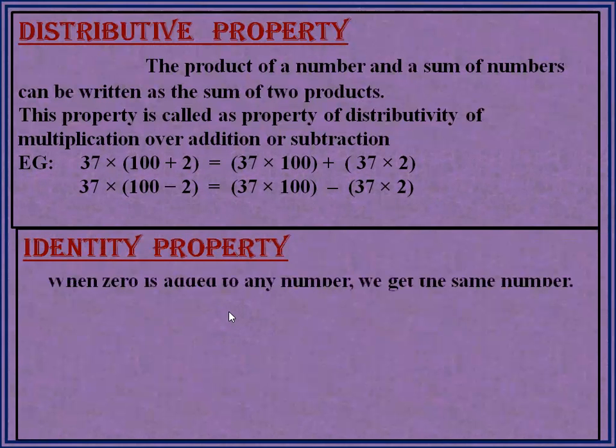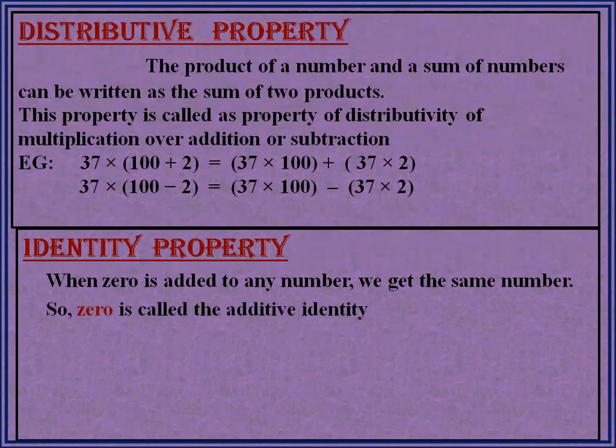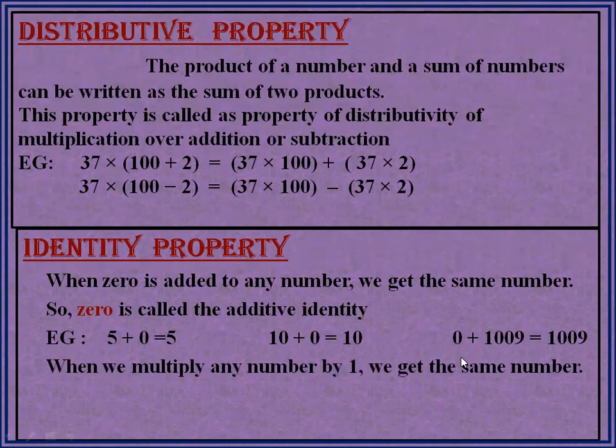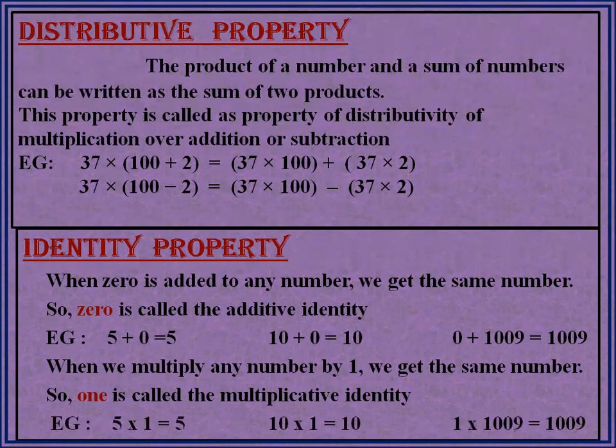Identity property. When 0 is added to any number, we get the same number. So 0 is called the additive identity. Examples: when you add 0 to any number, the value remains the same. When we multiply any number by 1, we get the same number. So 1 is called the multiplicative identity. Examples.